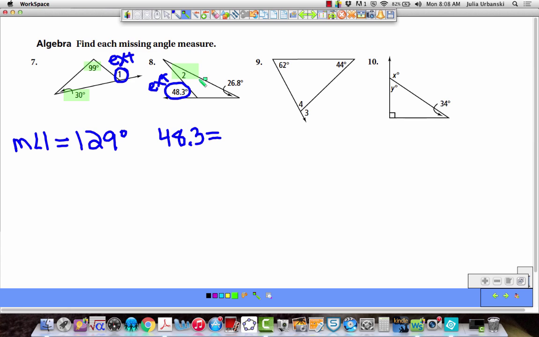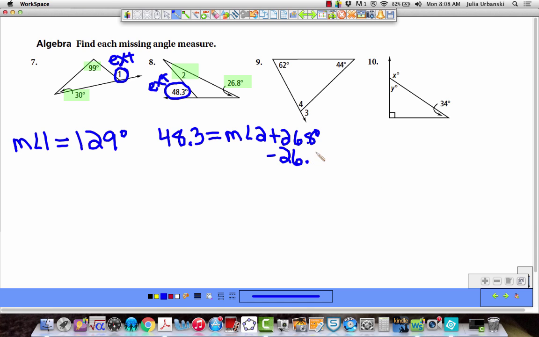Good. It's angle 2, and then it's 26.8 degrees. So we're going to say the measure of angle 2 plus 26.8 degrees and solve it that way. What would you do to figure out angle 2? Solve for x, and by what? Subtracting. Good. Some of you will do that without writing it out as an equation, and for these simple ones, that's okay.